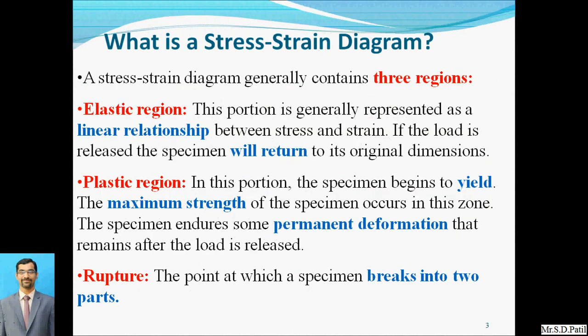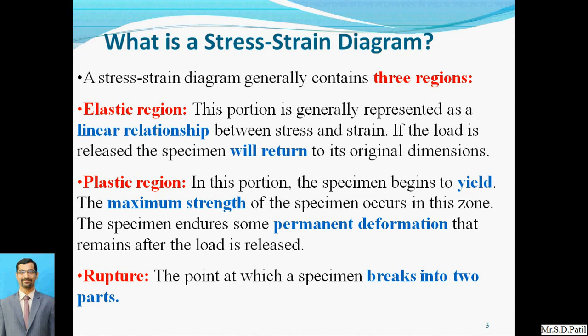So what is the stress strain diagram? Basically there are three regions in the stress strain diagram. First is the elastic region. This portion is represented as a linear relationship between stress and strain. If the load is released, the specimen will return to its original dimension. In the elastic region, when we remove the load, we regain its original size and shape.